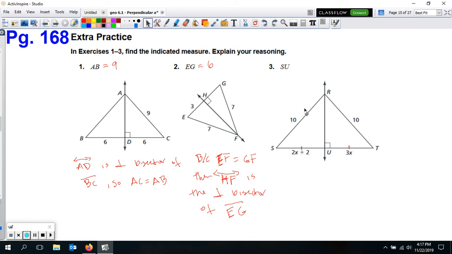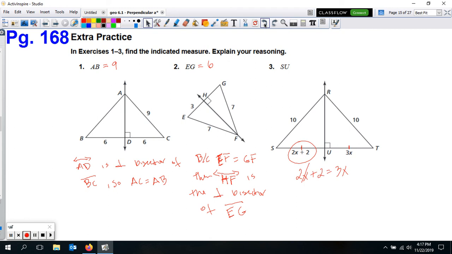The one we're actually trying to figure out is SU. So what are we really trying to solve in this one? We just want to know what this side would be. It's going to be the same as the other side, but that's what we're trying to figure out. Once we find x, we'll plug it into 2 times x plus 2. It'll give us the same thing as it would over there with 3 times x.